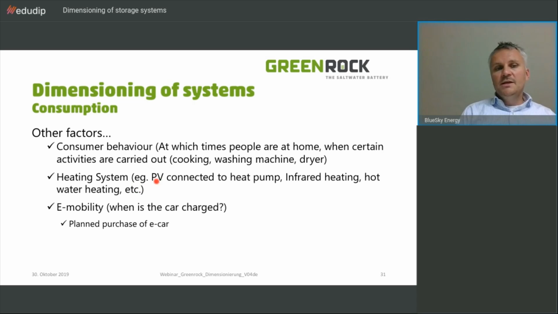Do they have got the heating system? Is that an electrical heating system? Or do they have got any other source of heating? And do they have got e-mobility? All those factors are one of the main factors to be considered when we are looking into the consumption distribution during the day or during a week.